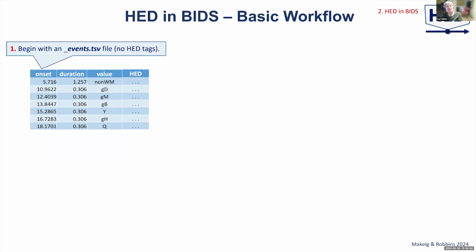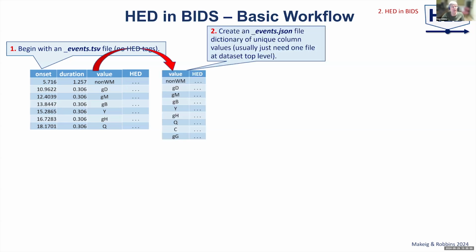So let's go through the process of annotating with HED in BIDS. You start with an events.tsv file, and it may have a HED column, which means that you're trying to annotate individual events in this file, and that's fine, or not. But for columns that you want to annotate as a whole, you extract a dictionary of the unique values, and it's going to be in an events.json file, and you usually need just one of those that you put at the top level because people use common event codes across all the recordings in their data set.